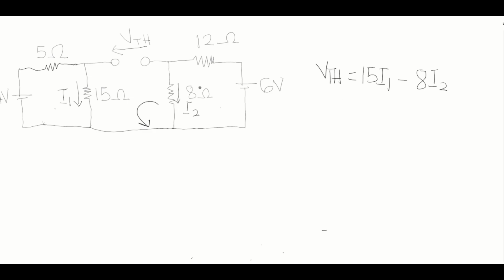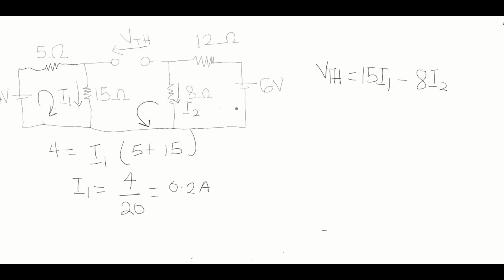It is minus because the direction of the VTH is this way, and this current is opposing the direction of the VTH, so it's going to be minus. With that, we move on to calculating I1. If we take this loop, we get 4 is equal to I1 times 5 plus 15, which gives I1 equal to 4 divided by 20, which gives you 0.2 amps.